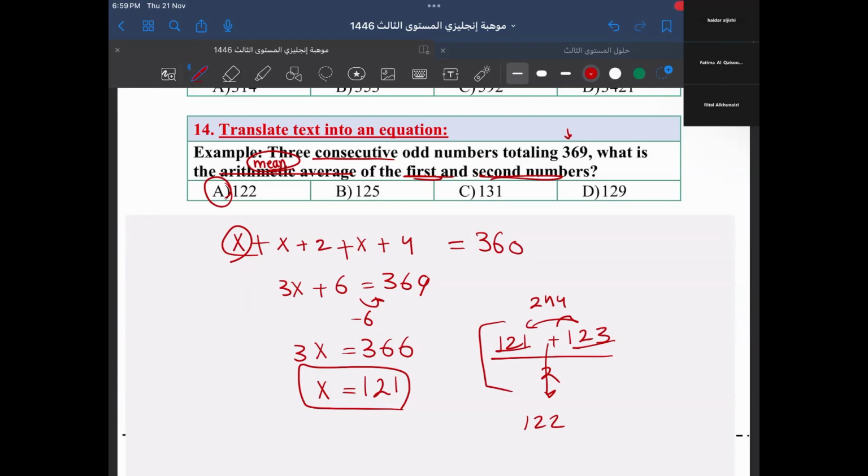Miss, where do we get 123 from? Yeah, so here we said that the first number is going to be 121, right? And this is the next number. We know that the next odd number will be 121 plus 2, which equals 123. So now I have the first and the second numbers. We did this equation to have the mean. Okay?